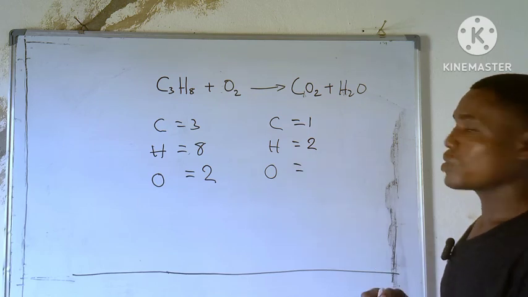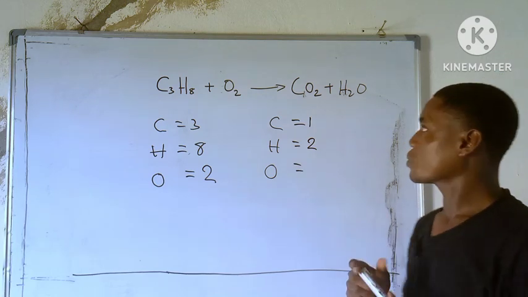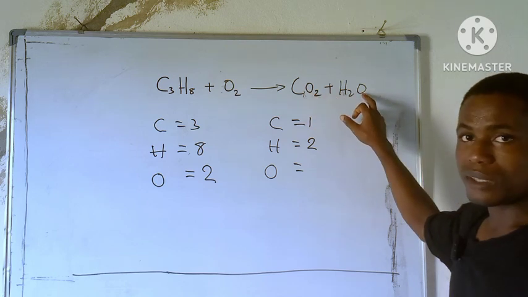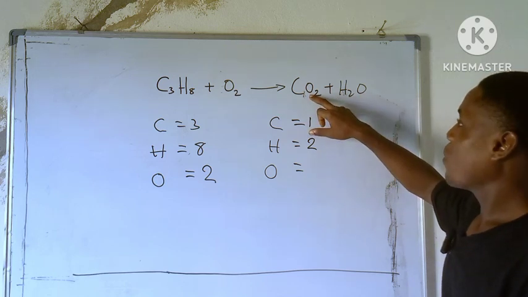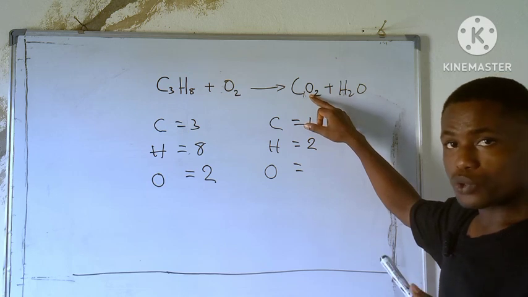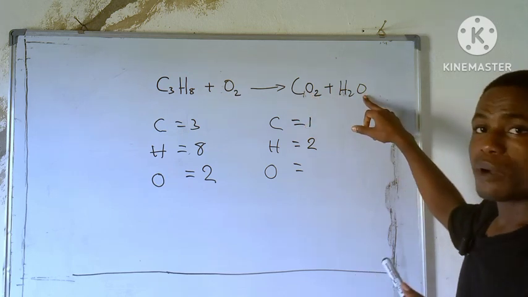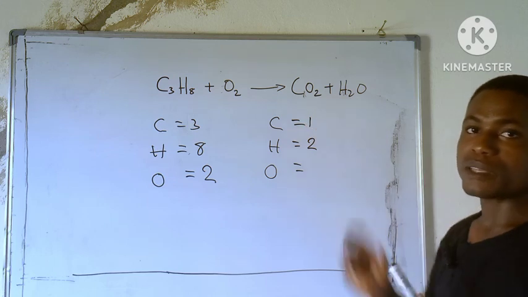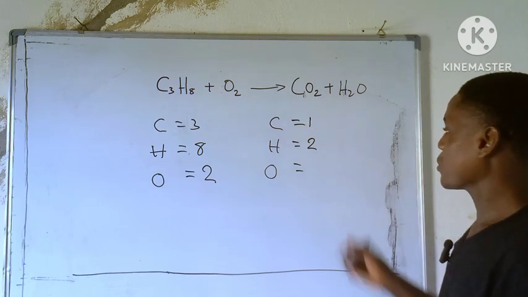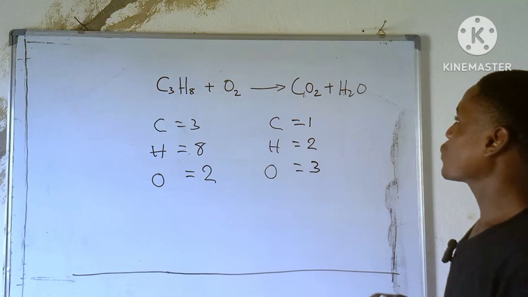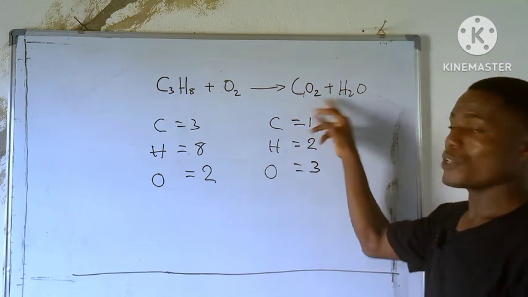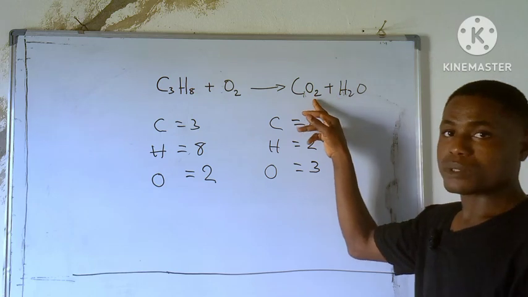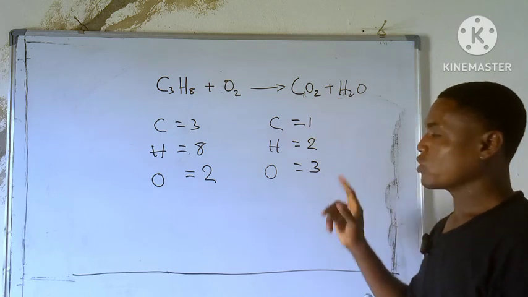Then the third one is oxygen. I want to explain something. You have oxygen here. Also, you have oxygen here, right? Here you have how many atoms of oxygen? You have 2, right? Here you have only 1 atom. So you add the 2 atoms together, making how many atoms now? 3 atoms. Take note, you will not multiply, you are adding, okay? You have 1 atom here, 2 atoms here, so if you add them together it gives you 3.